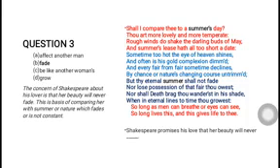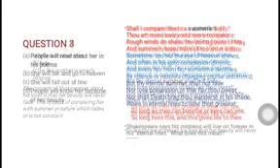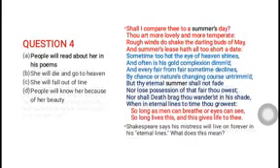Question 4. Shakespeare says his mistress will live on forever in his eternal lines. What are his eternal lines? The eternal lines is the poem. It's a poem. And he's saying that she will live on forever in his eternal lines. So what are the eternal lines?